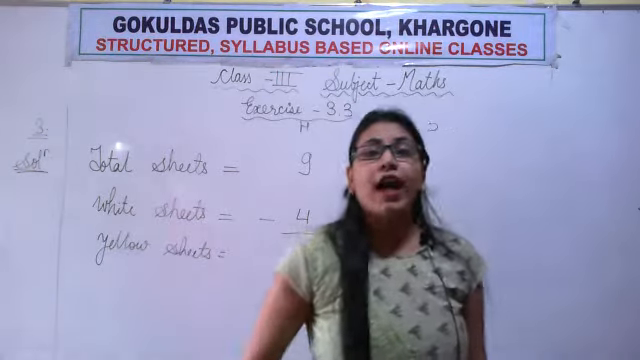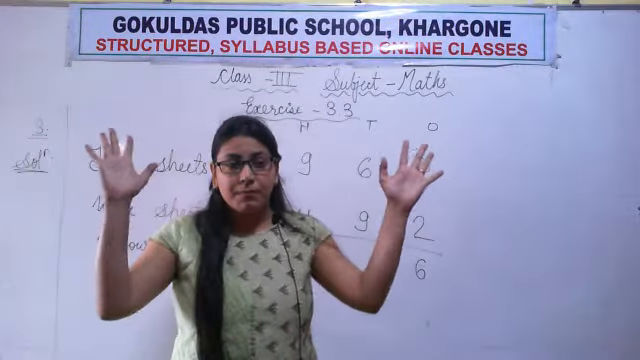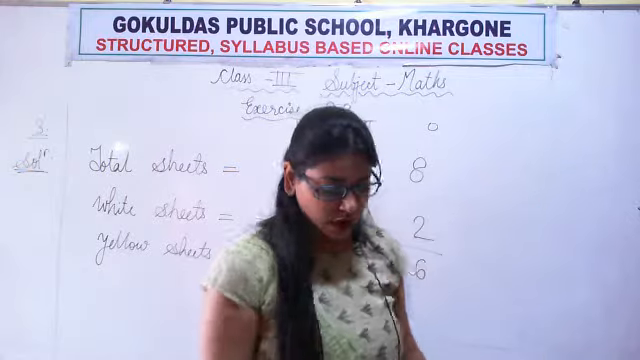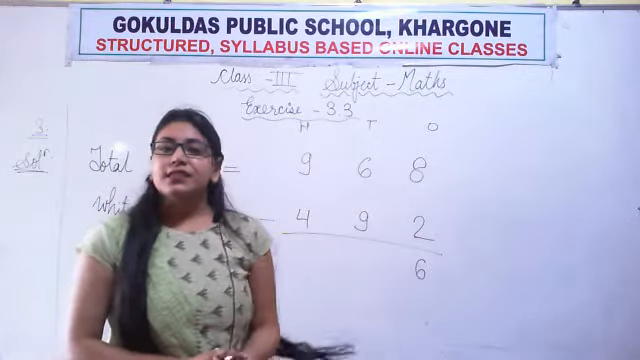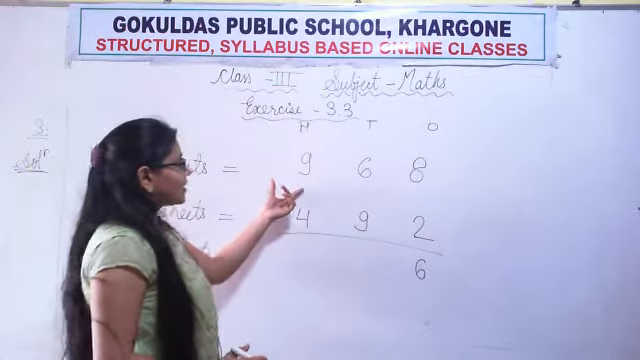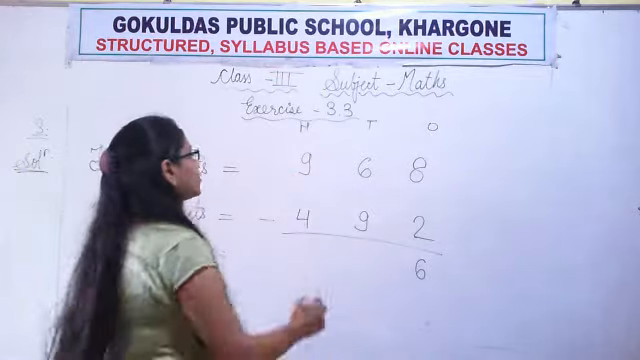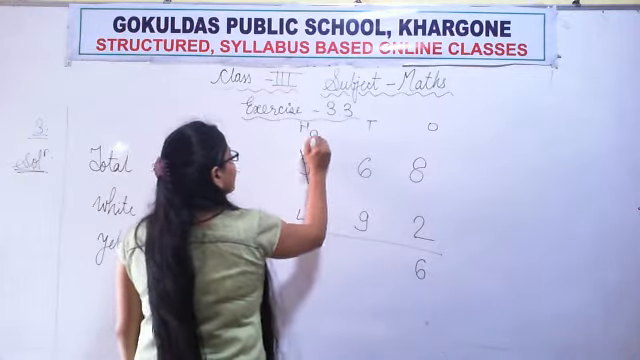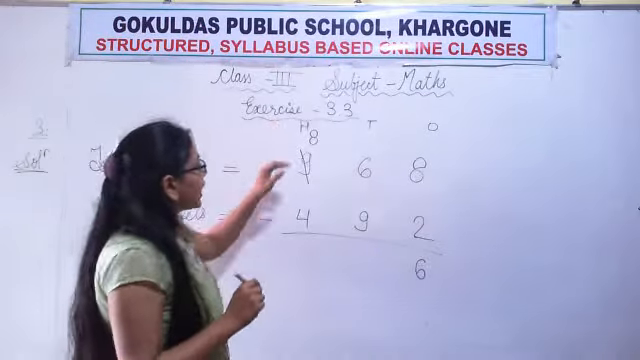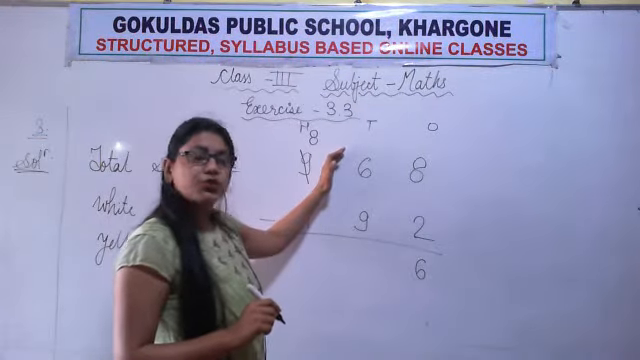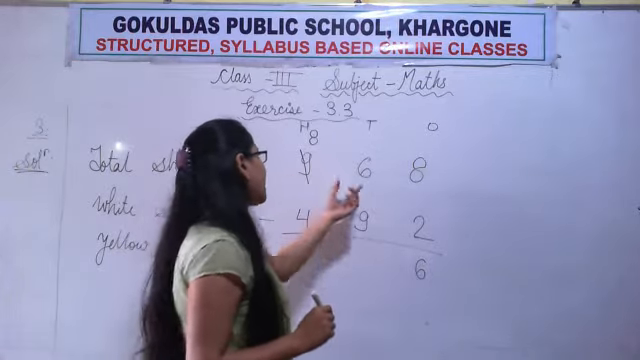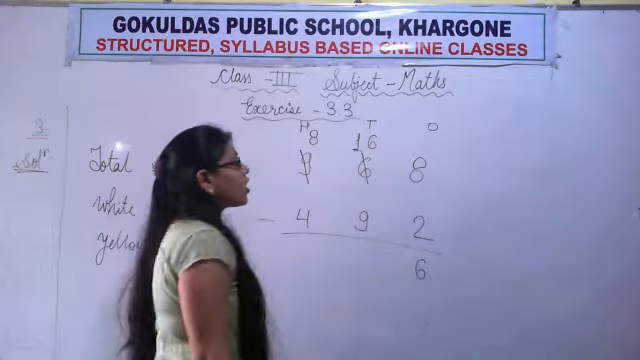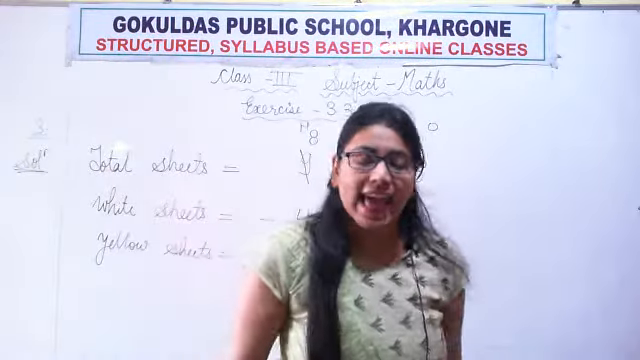No, we cannot remove. Why? Because 9 is the bigger number and we always subtract the smaller number from the bigger number. So what will happen next? Very good. We'll borrow from hundreds place. So this 900 will give 100 to the tens place and will become 800. After taking 10 tens from the hundreds place, this 6 will become 16 tens. So now can we remove 9 from 16? Yes. Now we can remove.